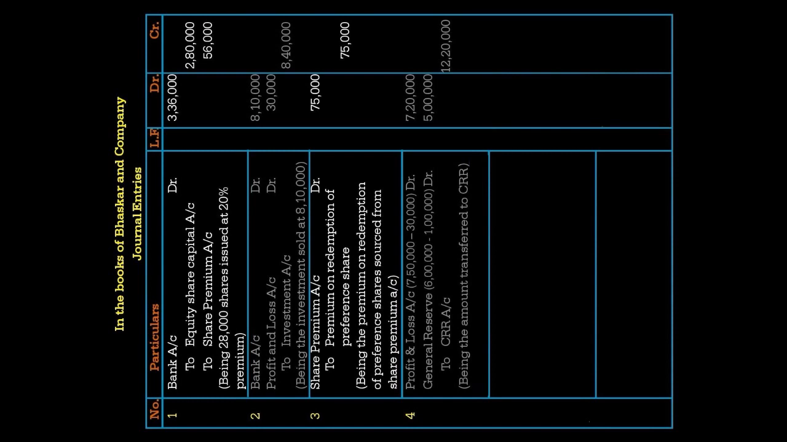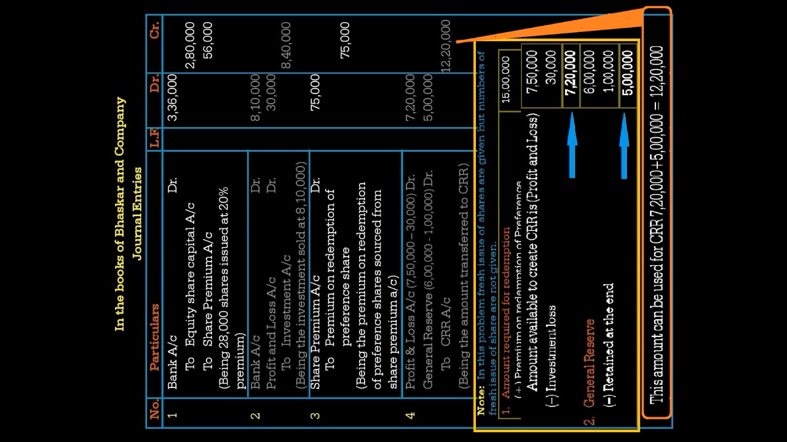Next one is the fourth one. In the fourth entry we will transfer the fund to the CRR account. From profit and loss account, we have taken 7,20,000, that is the 7,50,000 balance sheet value minus the loss on sale of investment 30,000, which equals 7,20,000.